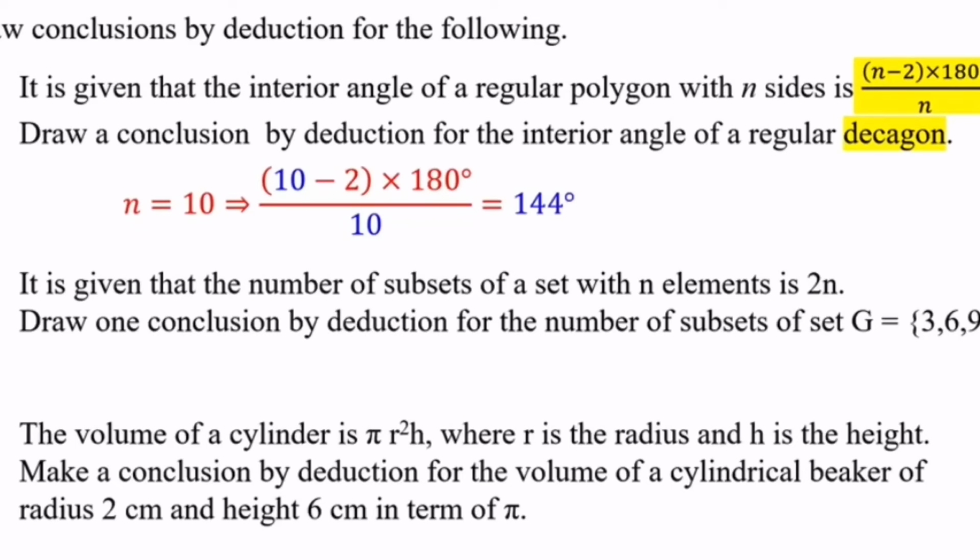Now we are going to substitute, and most important is you must know that for a decagon n is equal to 10. Then only you can substitute into the formula. So n is equal to 10, substitute into the formula: (10 minus 2) times 180 degrees over 10, and you work out the final answer, which is 144 degrees.